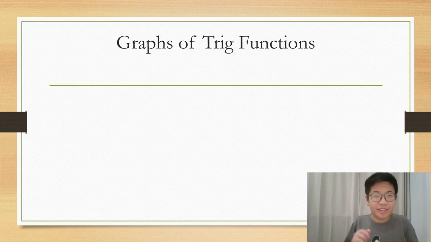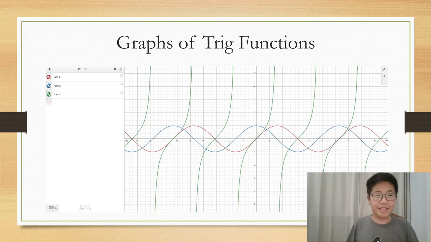Let's talk about graphs of trig functions. So if you play around with the unit circle a bit, you will know what's sine and what's cos, and if you try plotting it out, it will look like this. The tangent is basically sine over cosine. I wonder why they name it tangent in the first place, because it's just sine over cosine.